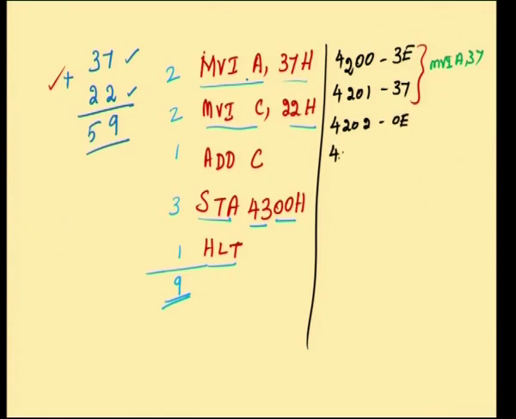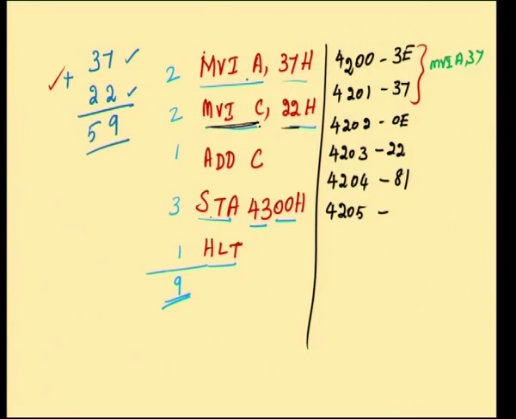Then at 4203, you write your own operand. It is not in the opcode sheet; only this MVI C will be available in the opcode sheet. 22, whatever your own data is, you have to write it here. Then increase the address to 4204. Now you give the opcode value for ADD C. ADD C is 81. Then increase the address to 4205.